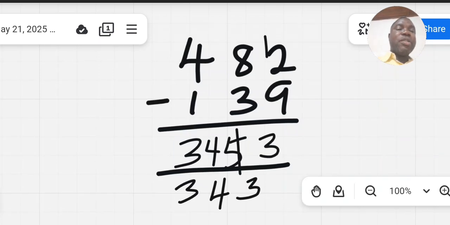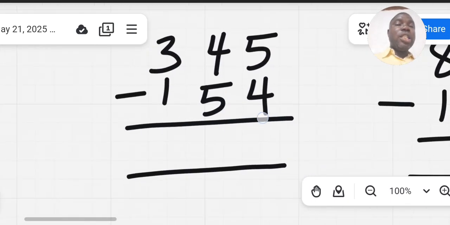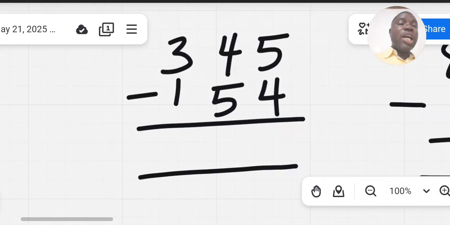Okay, so now there are different ways this stuff can be done. It's just straight. You will see other examples that could show you other ways the questions can come up, and ways you can use this method to easily subtract. Let's move to another example. We have 345 take away 154.